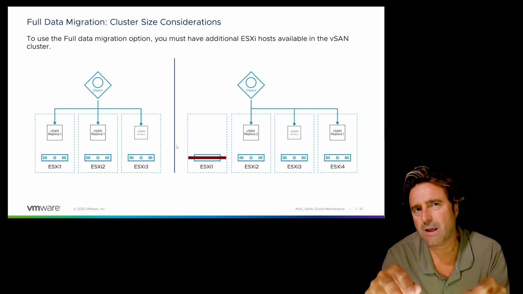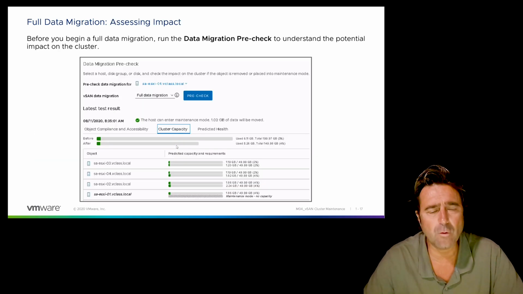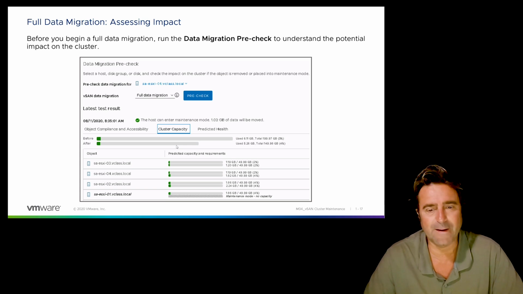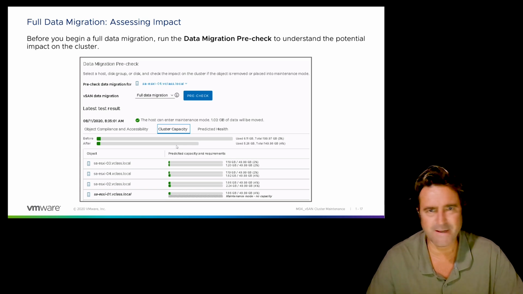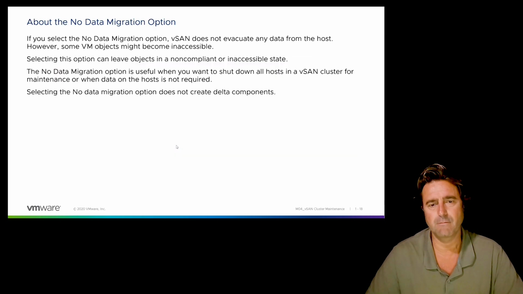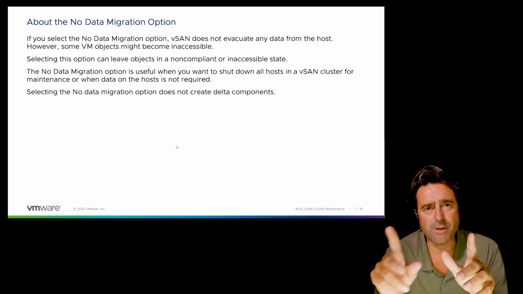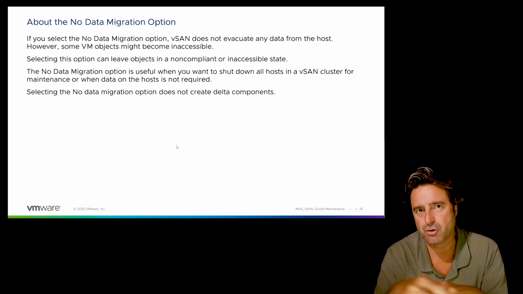Again, you have to think sometimes about the worst case scenario. Now, as I mentioned before, whether you choose ensure accessibility or full data migration, you can very easily see what's going to happen when you do that. So once again, we're talking about the pre-check. And if you take a look, no data migration is quite simple. I would use this option if I want to shut down the entire cluster.